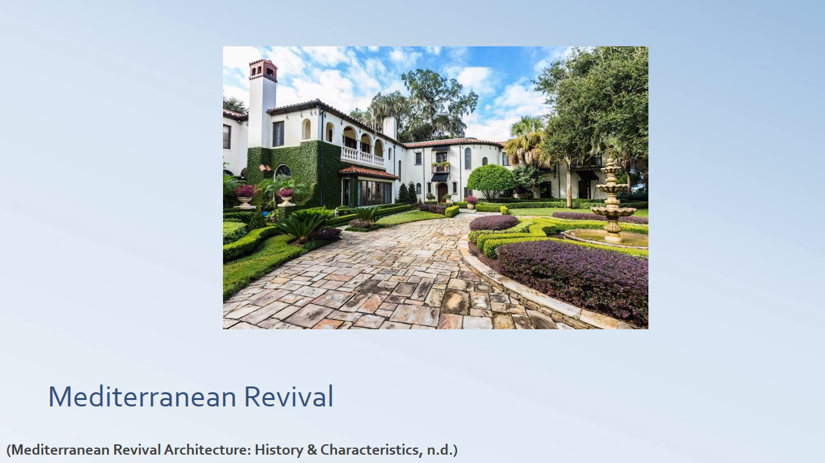We're going to begin with Mediterranean Revival. The Mediterranean Revival style of architecture is based upon capturing the feel of a Mediterranean villa. It became popular in the United States in the 1920s and 30s for the wealthy and led to the building of seaside resorts, most prominently in Florida and California. So most of the resorts along the coastline kind of appear this way.